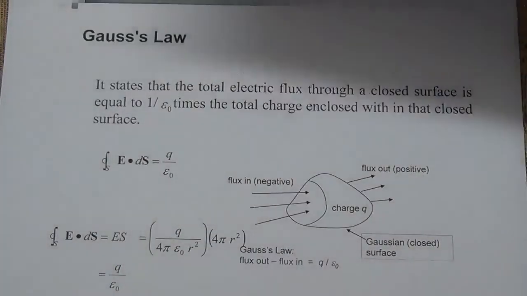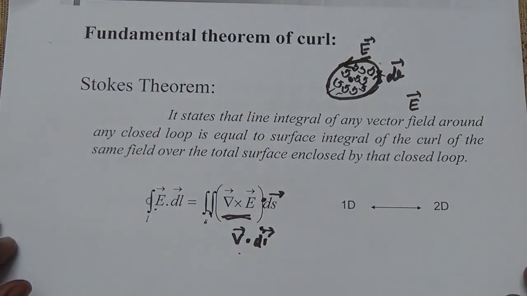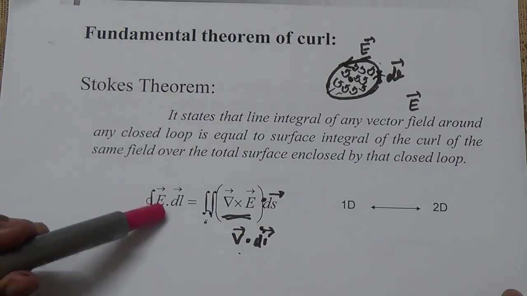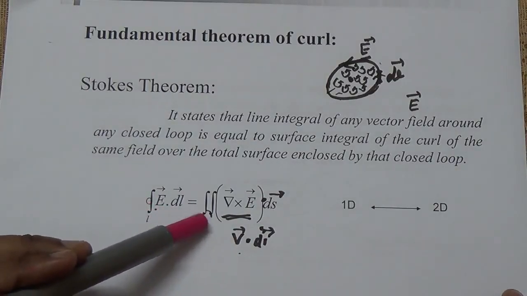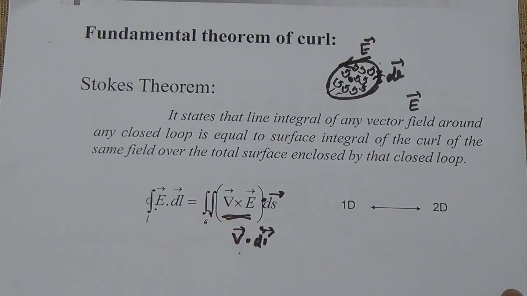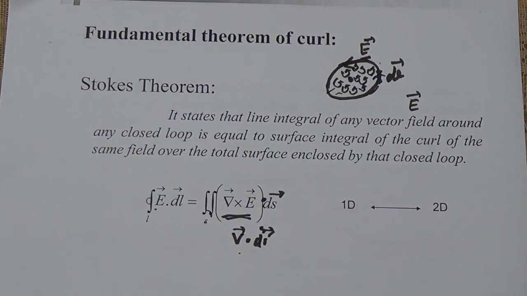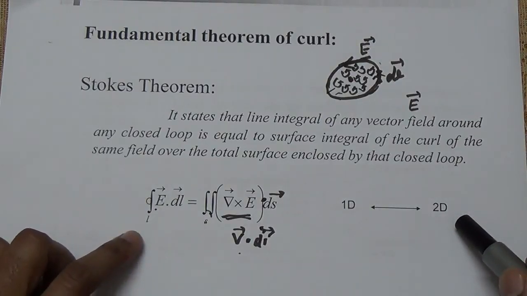And then you have seen the second theorem, of the curl, known as Stokes theorem. This provides the relationship between the closed path integral of E dot dl and the open surface integral of del cross E dot ds, the curl of the field. So this provides the relationship between the closed path integral and the open surface integral. This is one dimensional to two dimensional.